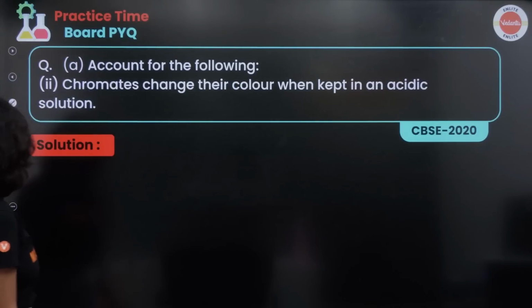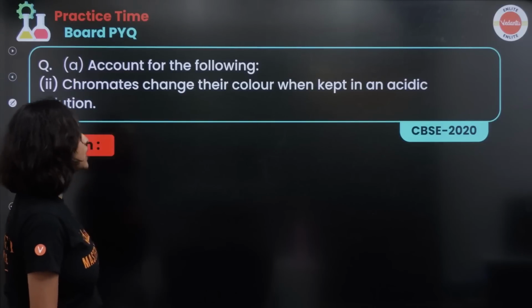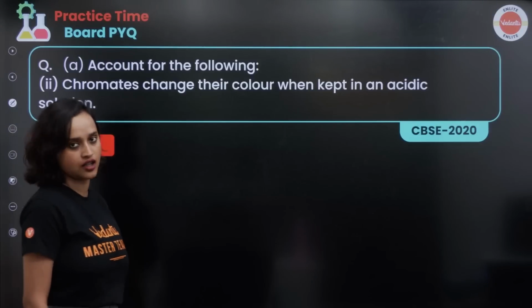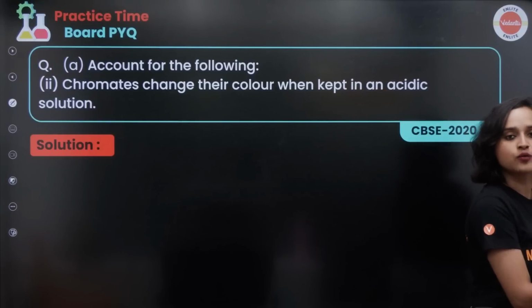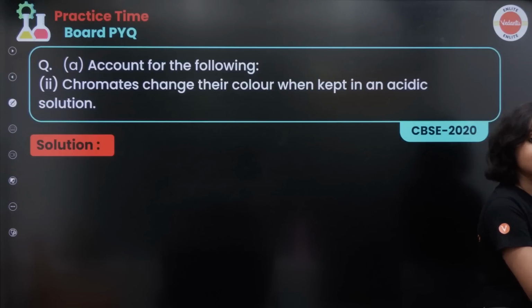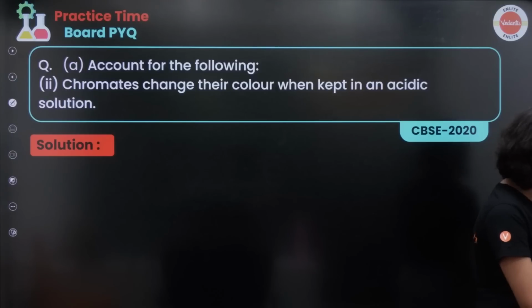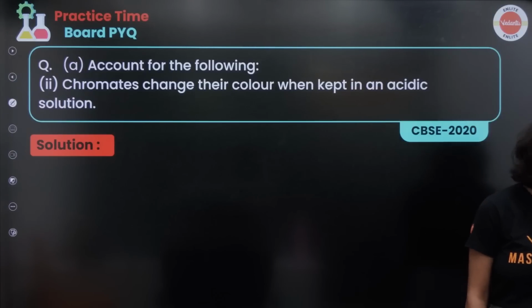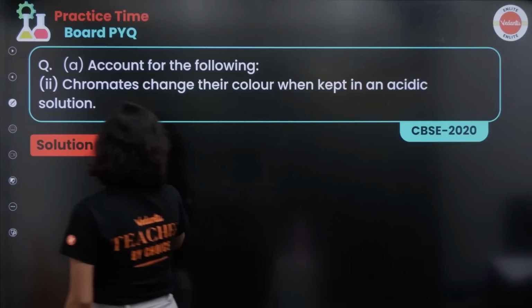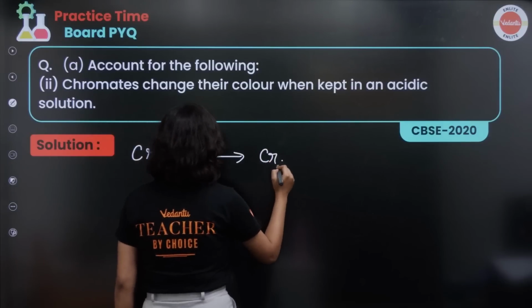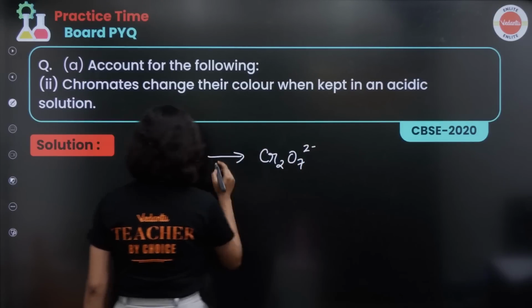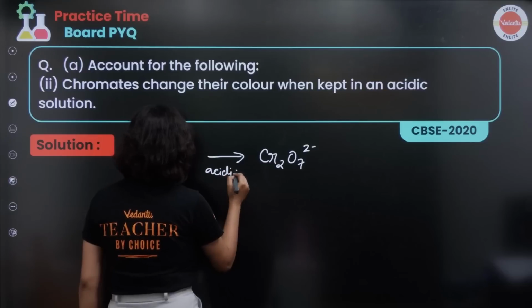Next, part 2. Chromates change their color when kept in an acidic solution. What happens here, my dear students? I'm pretty sure you know that when chromates are in an acidic solution, the oxidation state changes. That is, CrO4 2 minus changes to Cr2O7 2 minus in acidic medium, right?